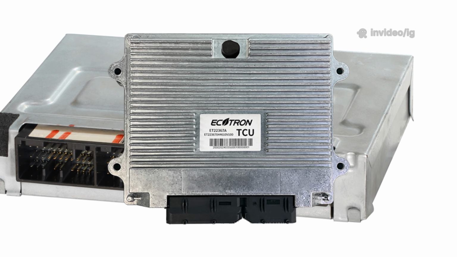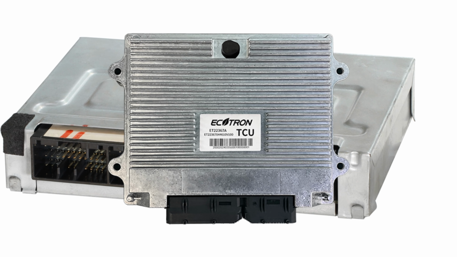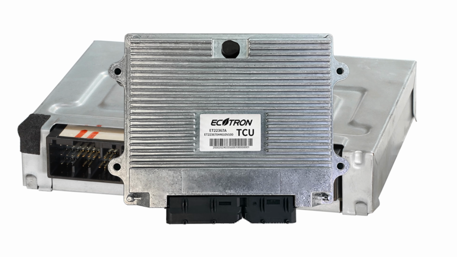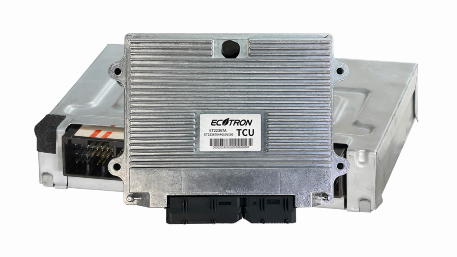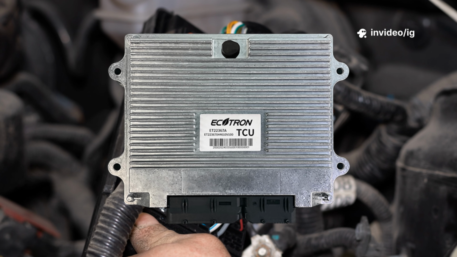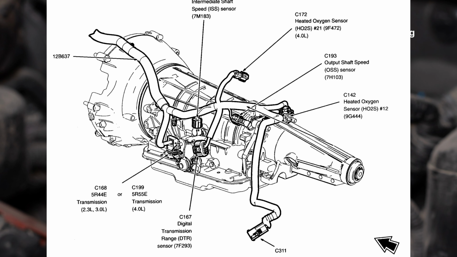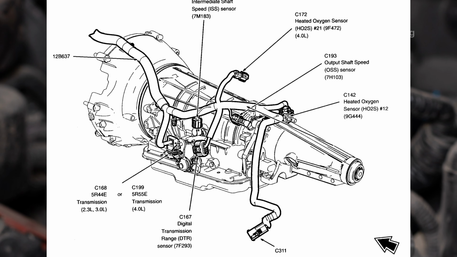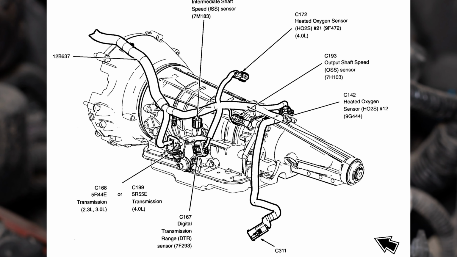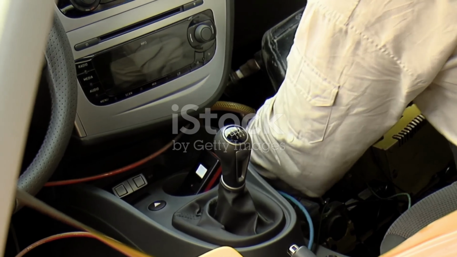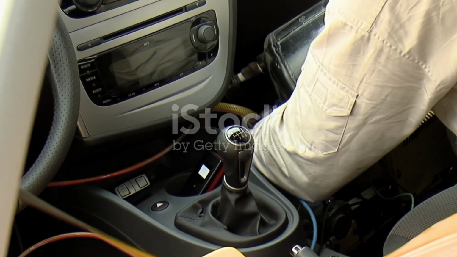Transmission Control Module or TCM. Location: near or attached to the transmission, sometimes inside the engine bay or under the dashboard. Function: receives input from the upshift switch and controls gear changes. Wiring and connectors. Location: runs between the upshift switch, TCM and transmission system. Function: transfers electrical signals. Any damage here can cause shifting issues.